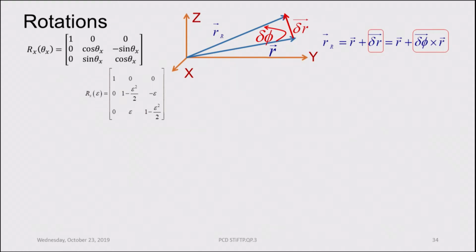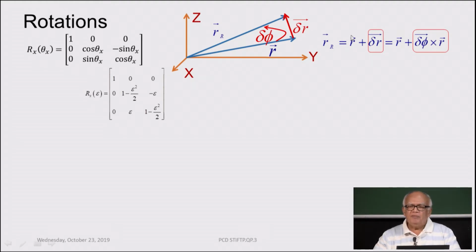So, you consider an infinitesimal rotation about the x axis in this figure. This is a Cartesian right-handed coordinate system, and you perform a rotation through an infinitesimal tiny angle delta phi about the x axis, and you can represent the new position of a point which is rotated, the vector r_r, as r plus delta r, and you can see from this figure that this is nothing but delta phi cross r, in the limit that delta phi goes to 0.